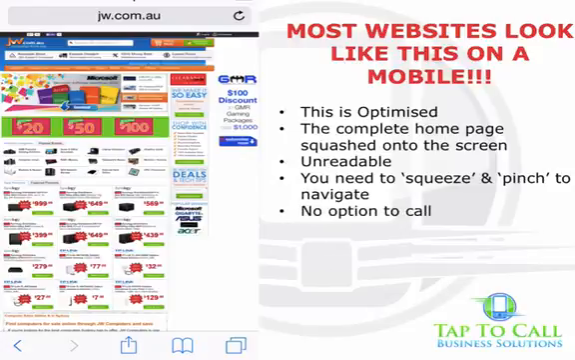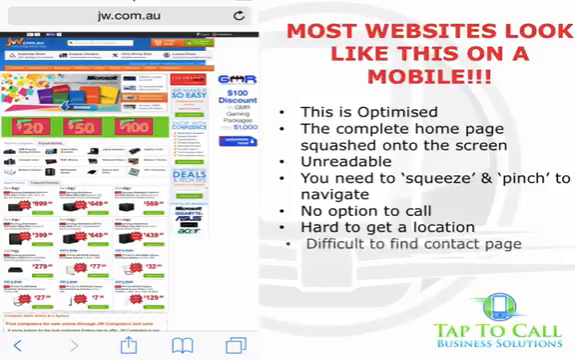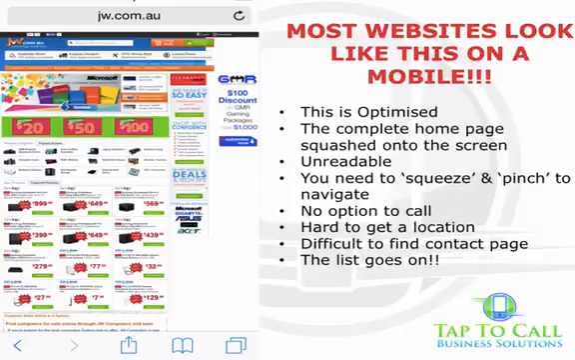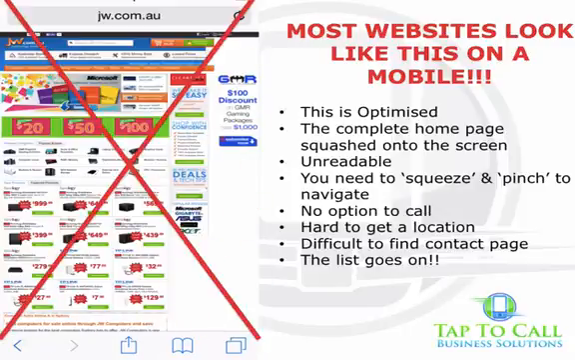There is no option to call. Remember that one. There is no option to call. It's hard to get a location. Remember that one as well. Difficult to find a contact page. The list just goes on and on. Google have already started to punish sites that look like this on a mobile. What's yours looking like right now as you look at it? This is what you don't need.